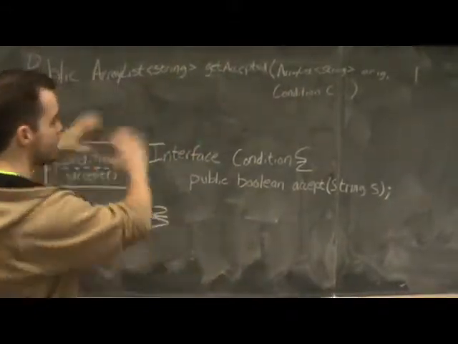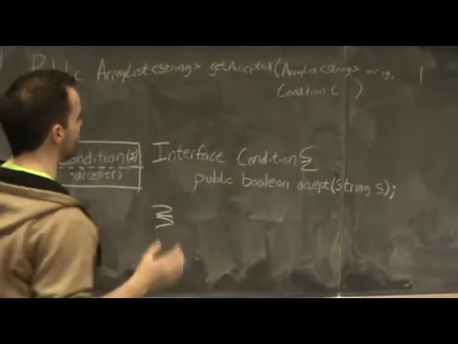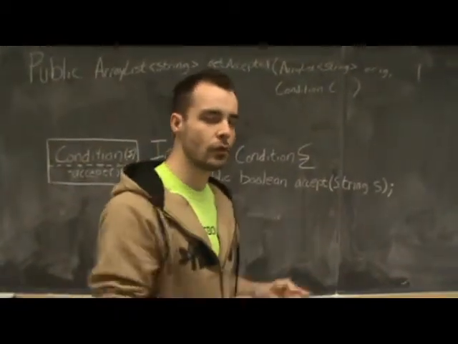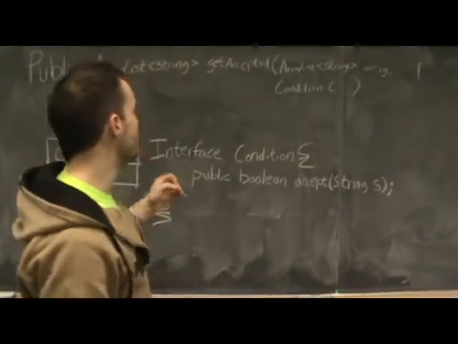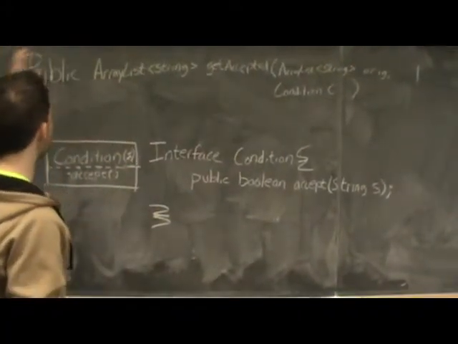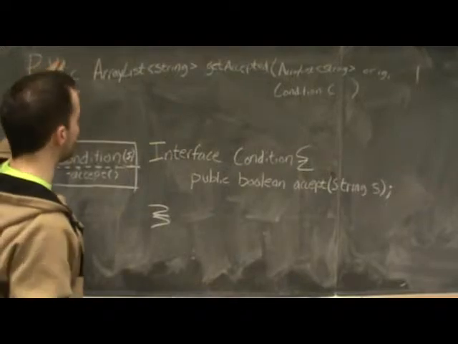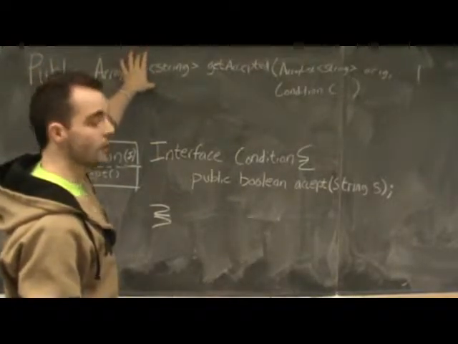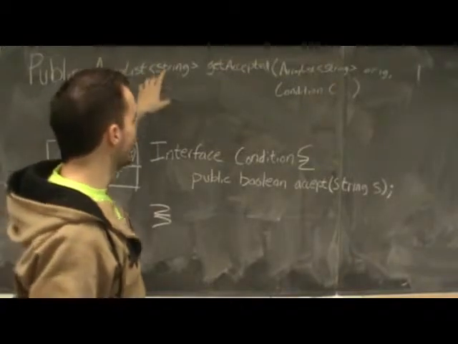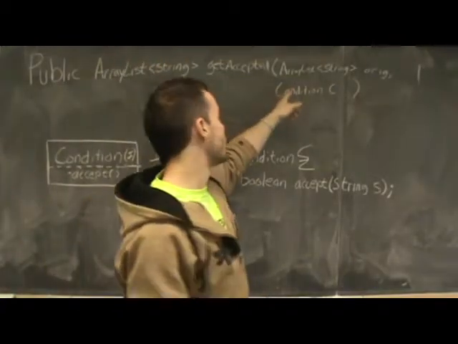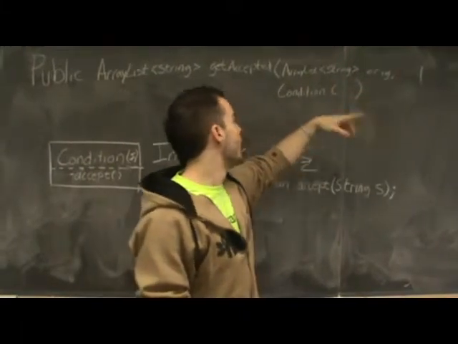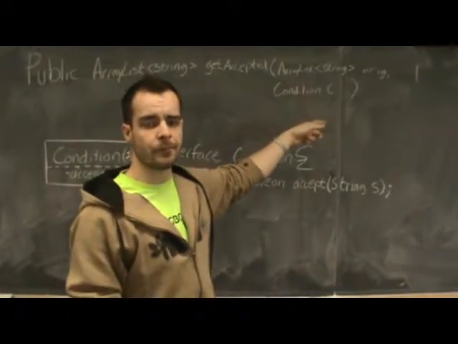We don't care about how it's implemented. But imagine that this was in code somewhere else, right? And we're going to use our condition interface. Let's analyze this method header here. We've got public, which means it can be called from anywhere, and it returns type array list of strings. It's called getAccepted, and it takes in arguments of an array list of strings called orig, and a condition C.